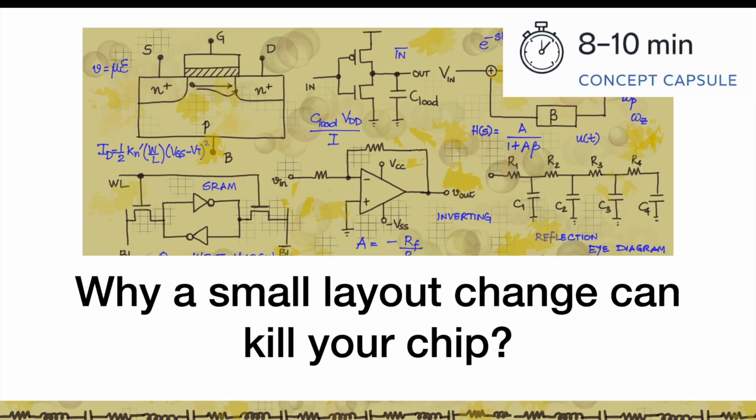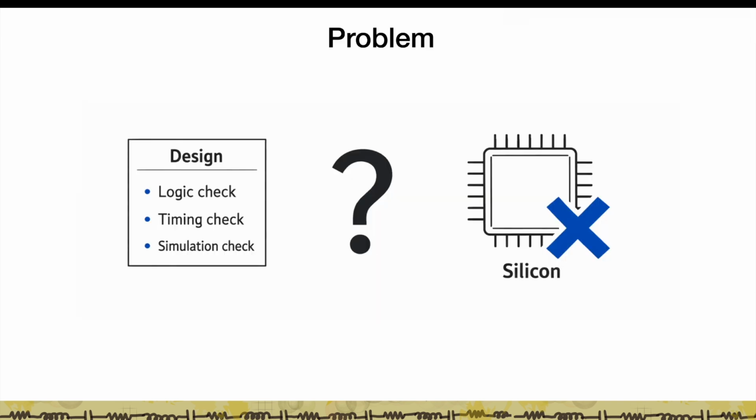Why can a small layout change completely break a chip? We are trained to believe that if our design is correct, the chip will work. If the logic is right, timing is clean, simulations pass, silicon should behave exactly the same way. But in real chips, this assumption breaks. You can have a design that is completely correct and still end up with a chip that fails. And often the problem is not the circuit, it is the layout.